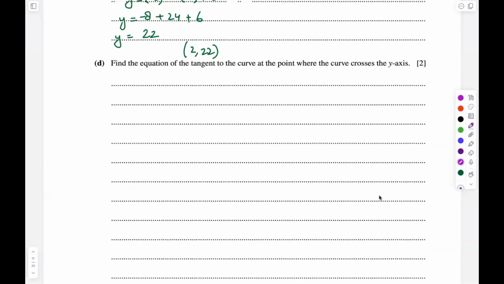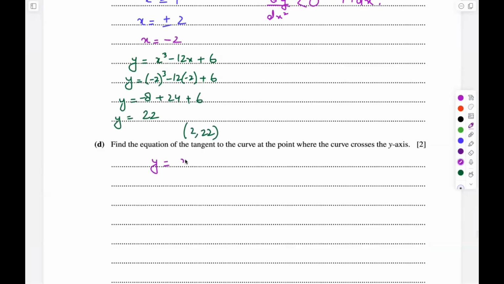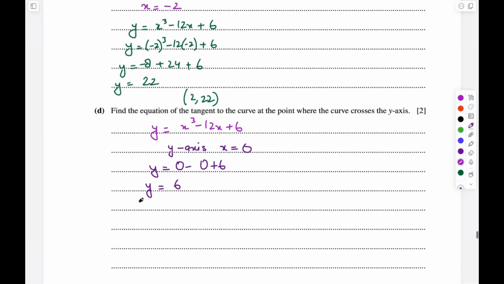In part D, it says find the equation of the tangent to the curve at the point where the curve crosses the y-axis. Now, the equation of the curve is y equals x cubed minus 12x plus 6. When it crosses the y-axis, it means that the x coordinate will be equal to 0. So the y coordinate will become 0 minus 0 plus 6. So we have a point (0, 6) basically, where the curve crosses the y-axis.